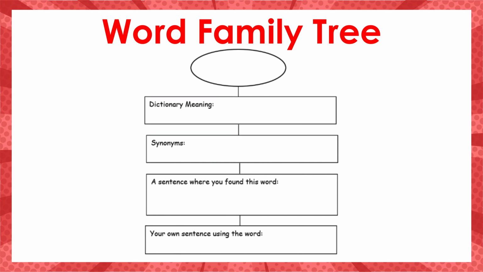Once you choose your word, you will first look up its meaning in a dictionary. Second, write a few synonyms. These are words that mean almost the same. Third, find a sentence where you read or heard that word, maybe from a book, a story, or even something you've heard. Lastly, make your own sentence using the word.